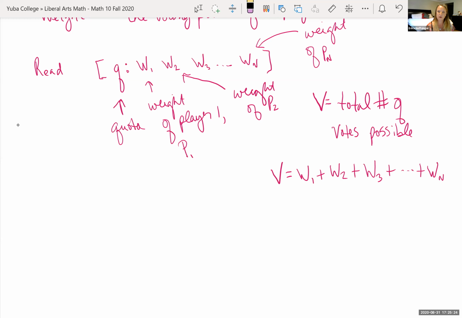Usually when you're listing the weight of each player, you're going to list them from the biggest amount of weight to the smallest amount of weight. So we're going to list these from largest to lowest. List the weights from highest to lowest.